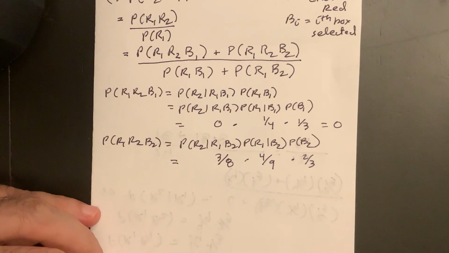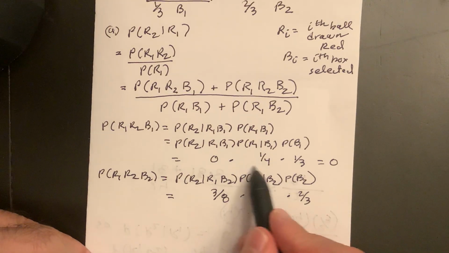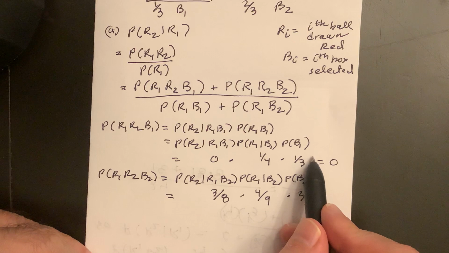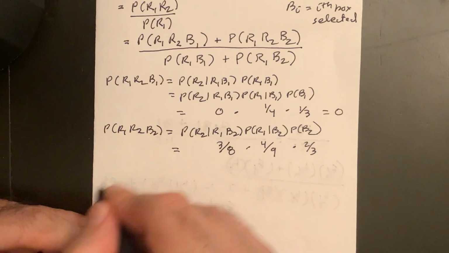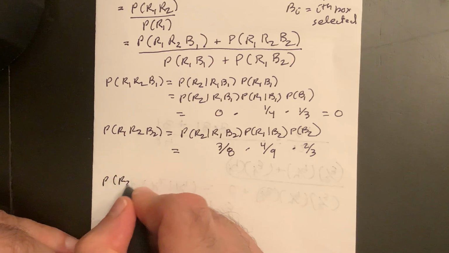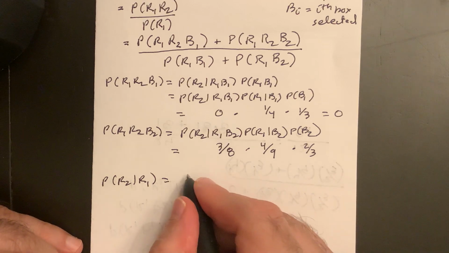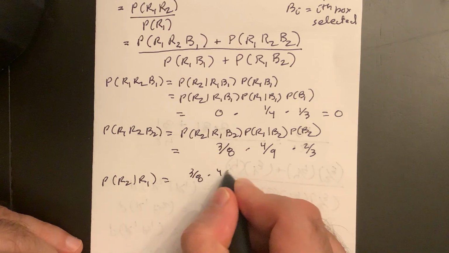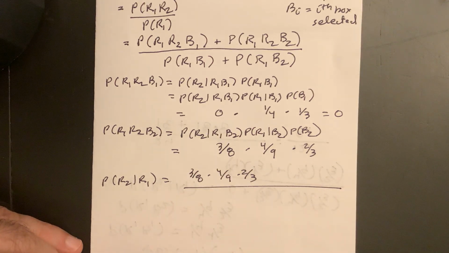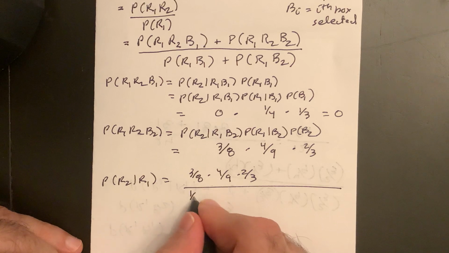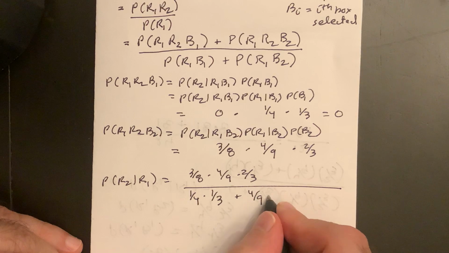Okay. And it's not hard to see from here what the denominator is, right? This is the denominator. Here's P(R1 B1). So I have those already. So we're done. So we have P(R2 given R1) is equal to, this is the numerator, 3/8 times 4/9 times 2/3. And the denominator gives me 1/4 times 1/3, plus 4/9 times 2/3.